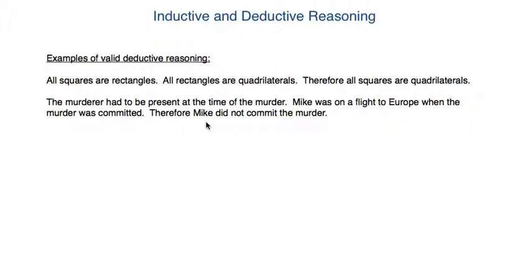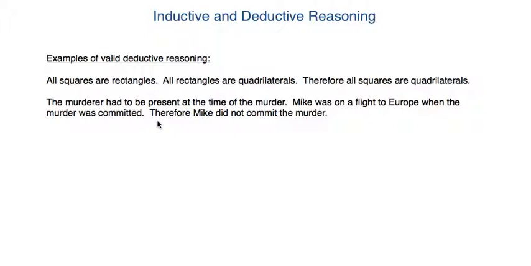Here's another example of good deductive reasoning. The murderer had to be present at the time of the murder. Mike was on a flight to Europe when the murder was committed. Therefore, Mike did not commit the murder. So this is another example.